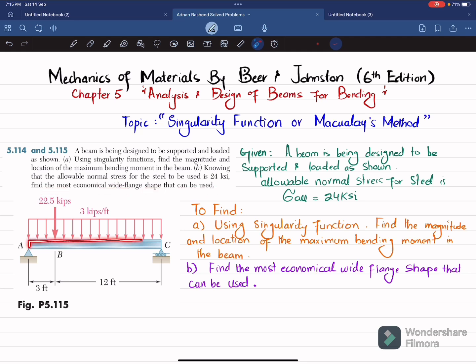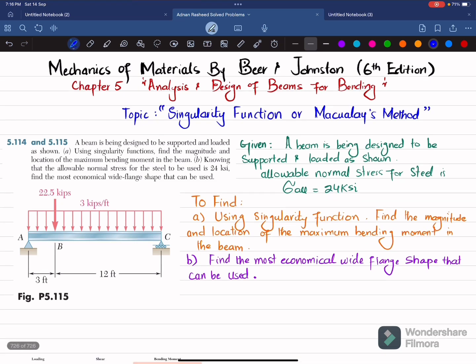So you can see this is a simply supported beam with a pin support and roller support at both ends, and there is a distributed load of 3 kips per feet over a length of 15 feet, and there is a point load of 22.5 kips at a distance of 3 feet from point A. So you have to find the magnitude and location of maximum bending moment using singularity functions, and then you have to choose the most economical wide flange shape. So let's start with the solution.